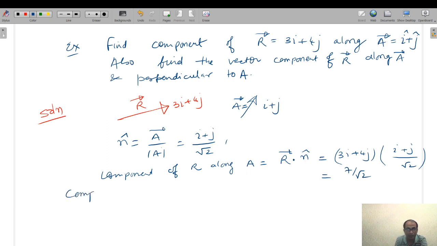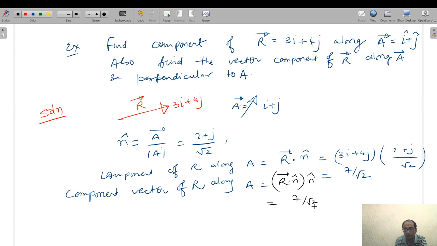So the component vector of R along A would be given by the formula that I had told you: this is the magnitude and this is the direction. So you get 7 by root 2, and the direction is (i plus j) divided by root 2, which is 7 by 2 times (i plus j).